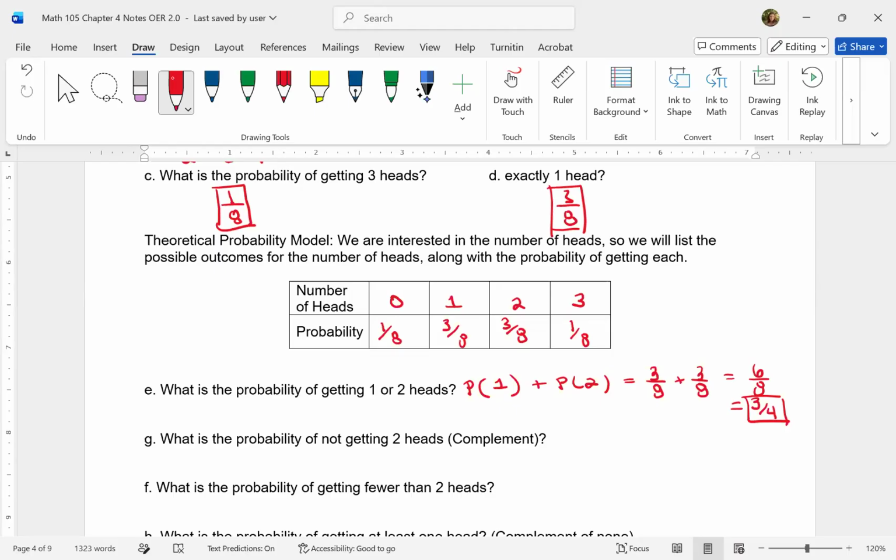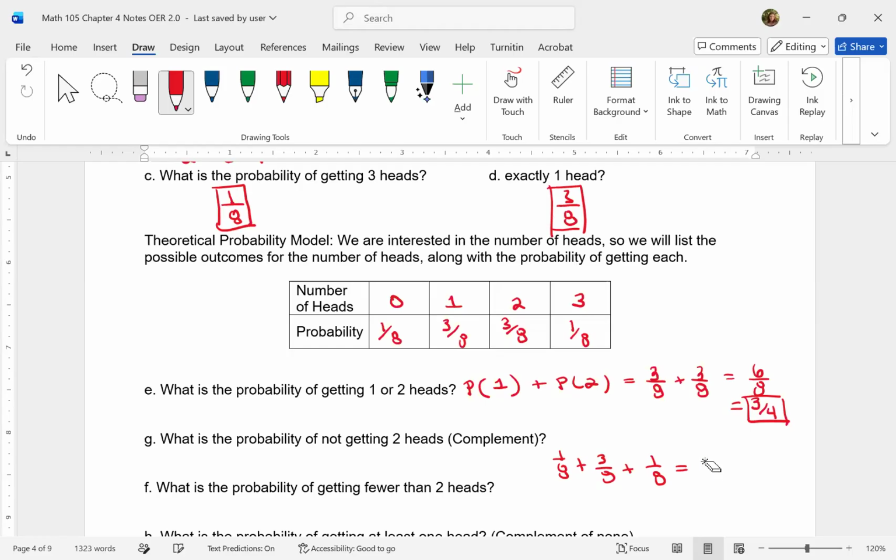I'm not going to worry so much about the notation using the P of probability notation. What is the probability of not getting 2 heads? So basically everything else, we could get the probability of 0 heads, the probability of 1 head, the probability of 3 heads. So not 2 heads. So that would end up being, you could get 0 heads, which is 1/8, 1 head, which would be 3/8, and then 3 heads, which is 1/8. And if we add those together, that comes out to 5/8.